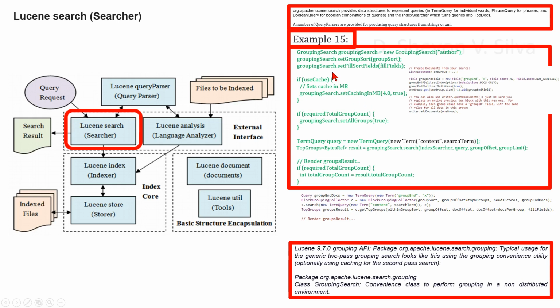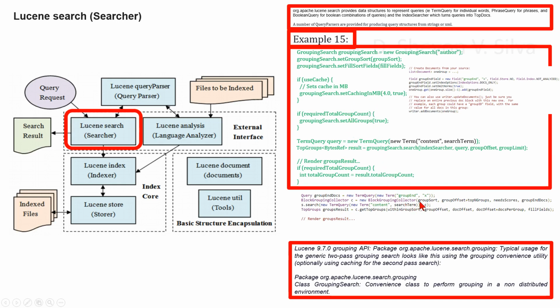The class GroupingSearch in package org.apache.lucene.search.grouping is a convenience class to perform grouping in a non-distributed environment. A typical usage for a generic two-pass grouping search looks like this, using the grouping convenience utility, optionally using caching for the second pass search.